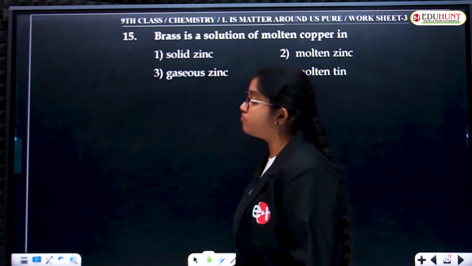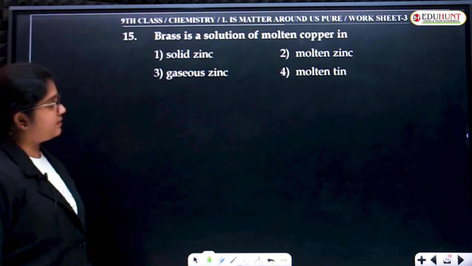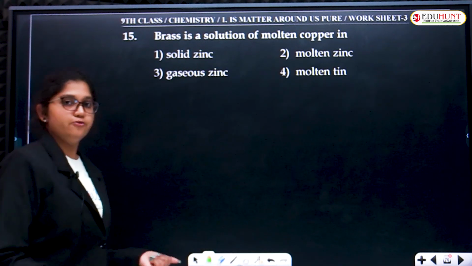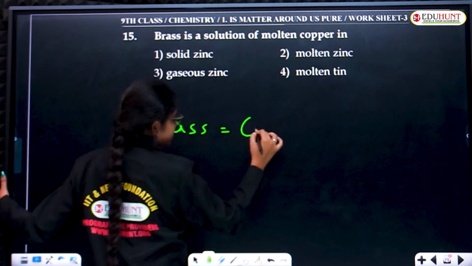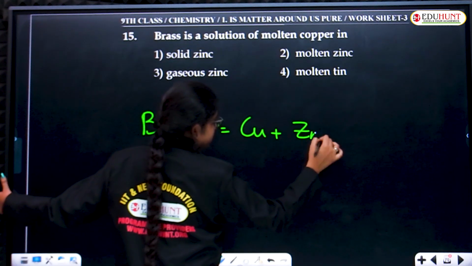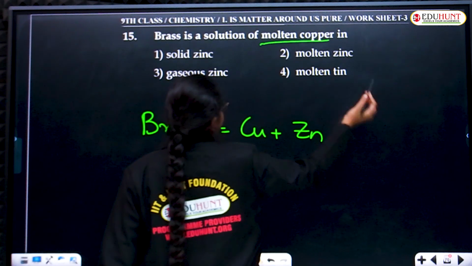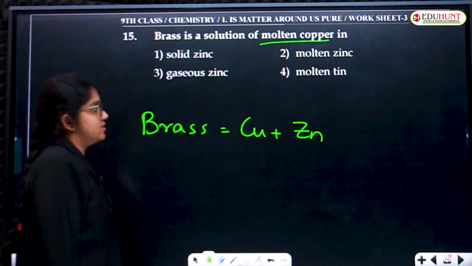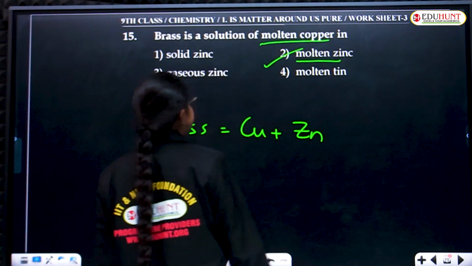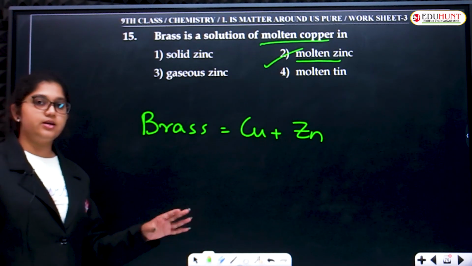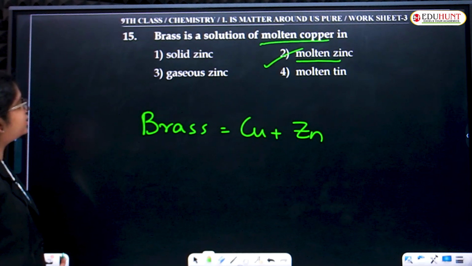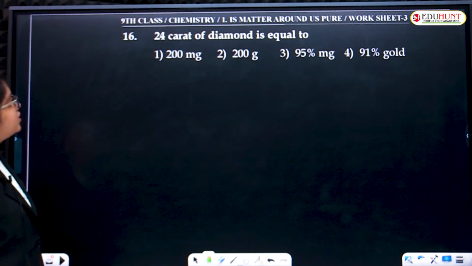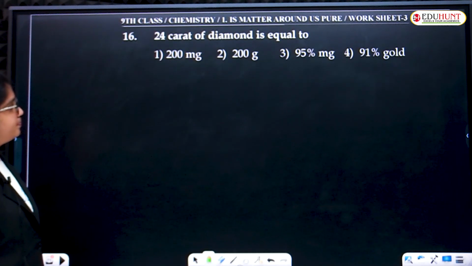Brass is a solution of molten copper in. We know brass is a mixture of copper plus zinc, right? So they have given molten copper, and the other one is molten zinc. Okay. Molten is a state, children, meaning something that has melted. Okay. Molten zinc. Clear? Next question. 24 carat of diamond is equal to.